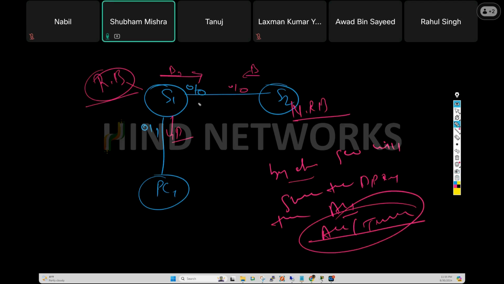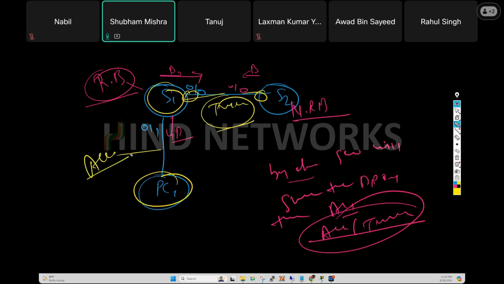Between the switches, generally we have which link, guys? Trunk link. And this is the end user, and this is the switch. So between an end user and a switch, what is the link? Access link. So it means this is the root bridge. The root bridge is sending the BPDU through this interface as well as through this interface.